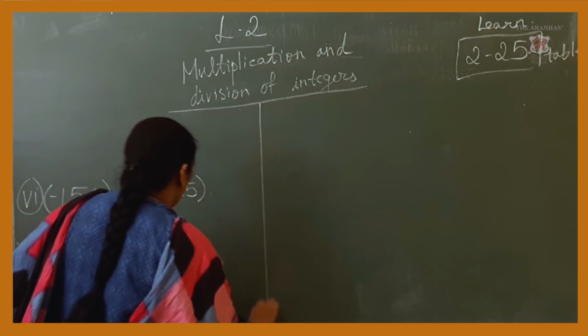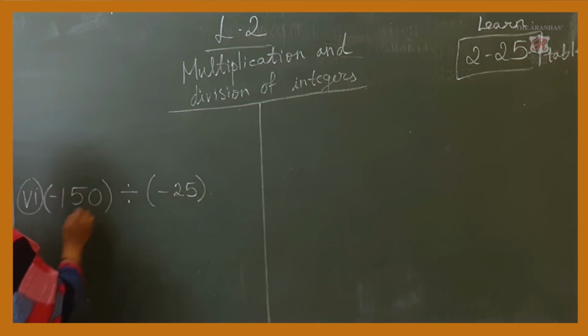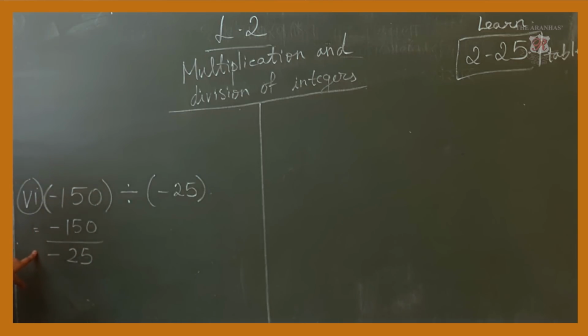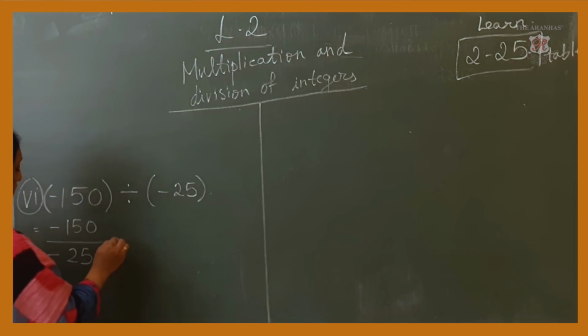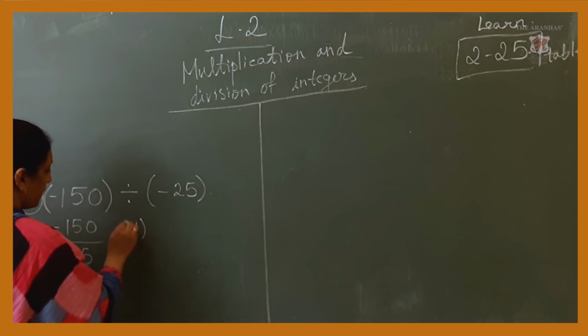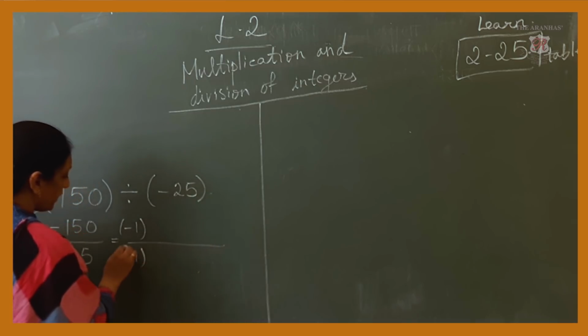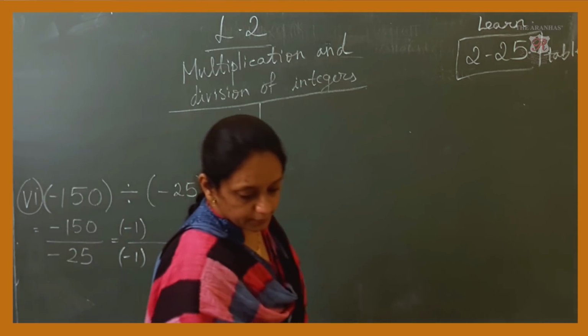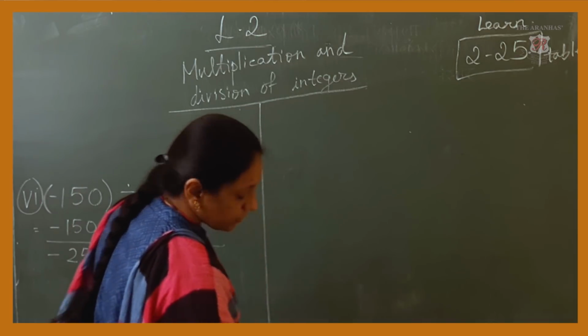Now see, what is to be done? If there is minus, there is minus. Both the integers are negative. How do we write? We write it as 150 upon 25, with the minus sign, both of them carried. Minus 150 upon minus 25. Now minus sign divided by minus sign. The signs are the same, so they get cancelled. That means you can cancel it by writing here also. Minus 1, minus 1. Students, see how they have done?